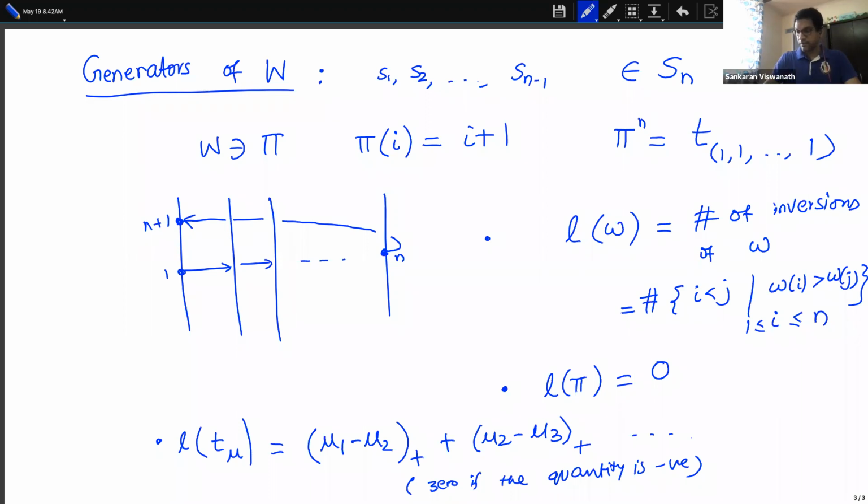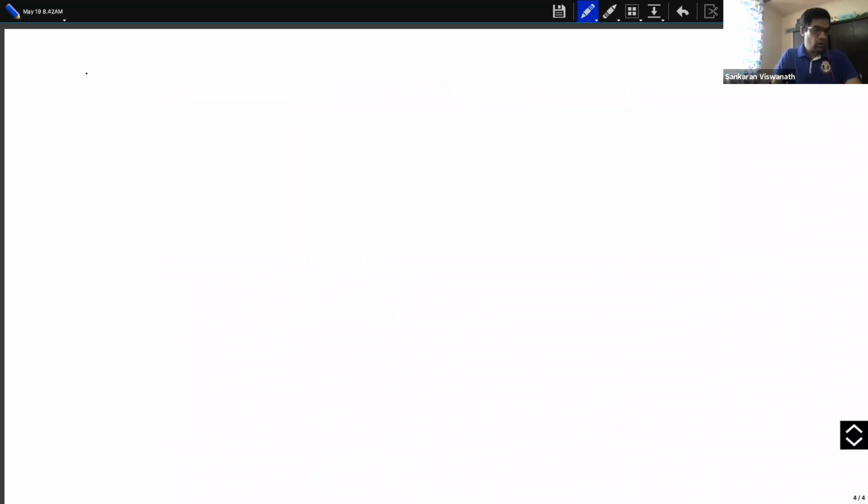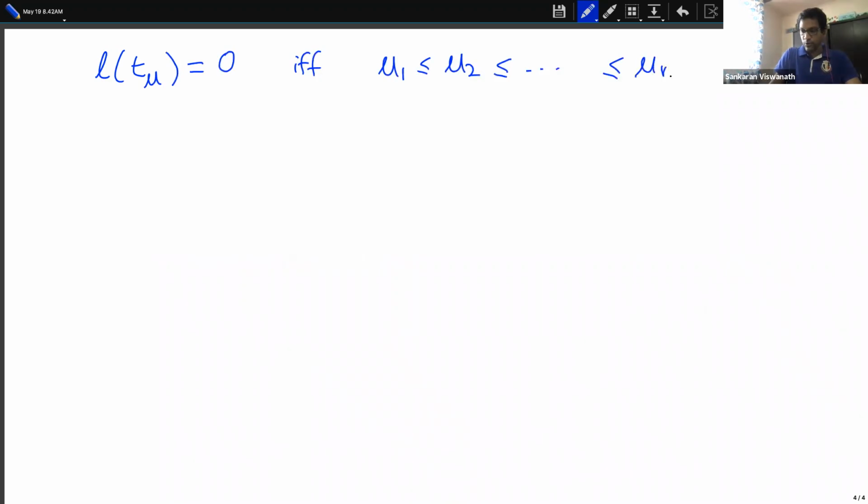translation, for instance, to have length 0, all you want is to just take it in increasing order. So the length of a translation, for example, is 0 if and only if the corresponding mu is in weakly increasing order. Okay. So sorry, that feels funny to me.